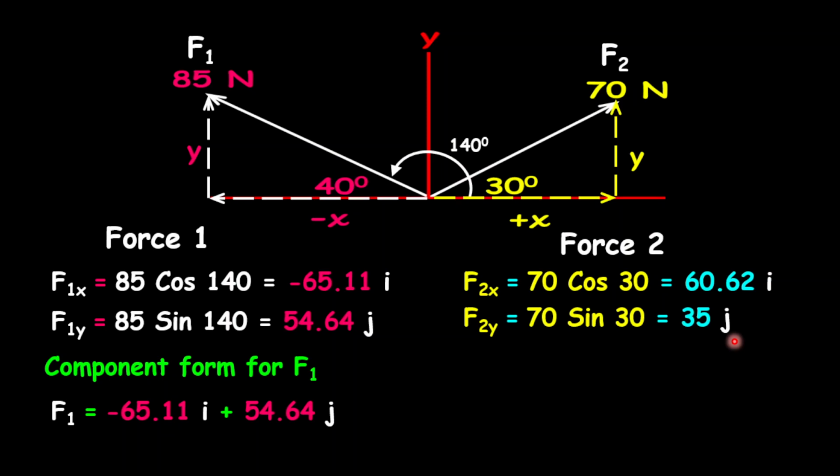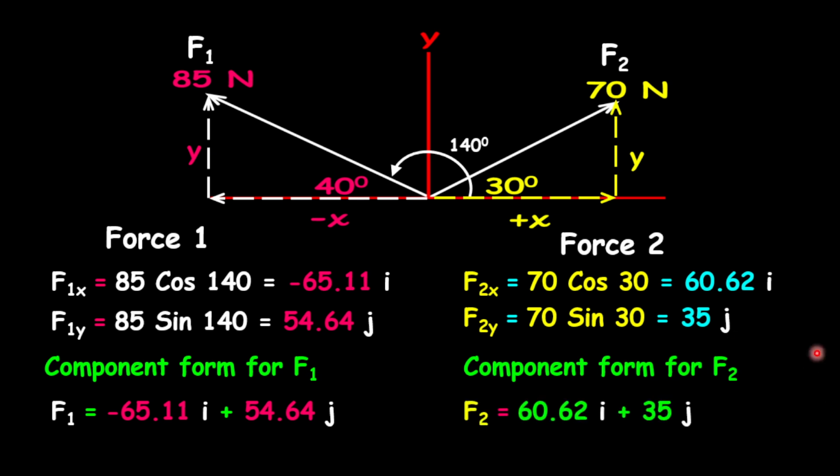Now, in terms of component form for this force 2, we express F2 as the sum of the two parts. So therefore, F2 is equal to 60.62 i plus 35 j. What I want to point out is why we say component form: 60.62 and 35 are portions of the F2 force. In other words, they make up the F2 force. That's why we call it the component form. They are components of it.